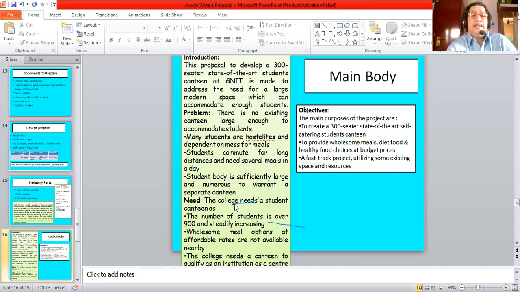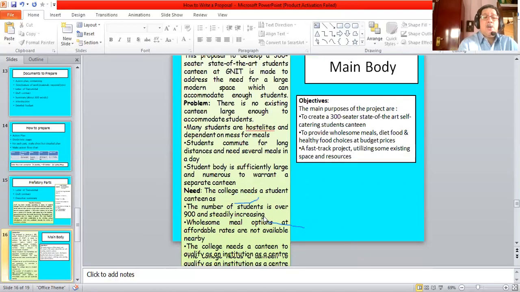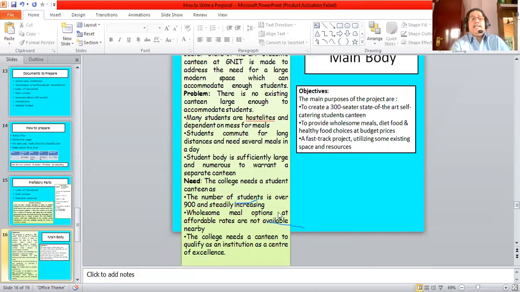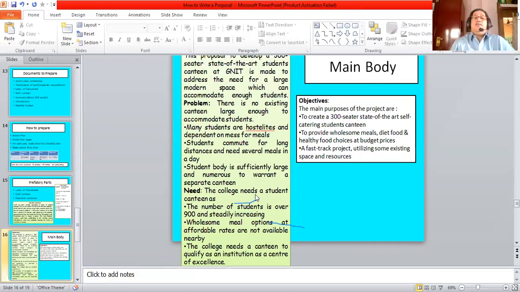The college needs a student canteen as the number of students is over 900, steadily increasing. Wholesome meal options at affordable rates are not available nearby. The college needs a canteen to qualify as an institution as a center of excellence. So it's going to meet all kinds of needs. Objectives: to create a state-of-the-art 300-seater canteen, with self-catering facilities for students, to provide wholesome meals, diet food, and healthy food choices at budget prices. It's a fast-track project utilizing some existing space and resources.